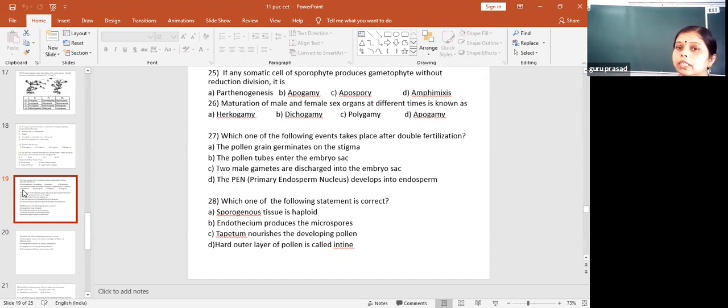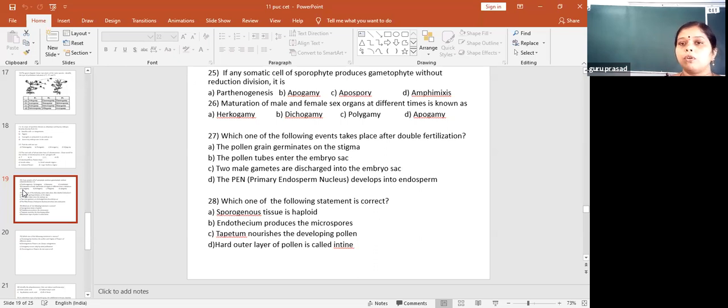But what is apogamy? What is apospory? That one you people have to know. So you can write that down. Write down what is apogamy: formation or development of sporophyte from gametophyte. It is called apogamy.